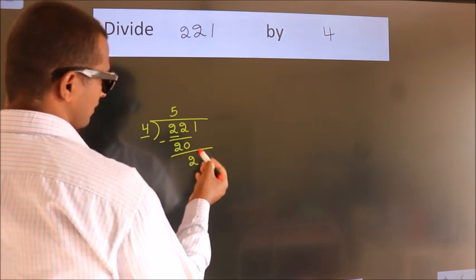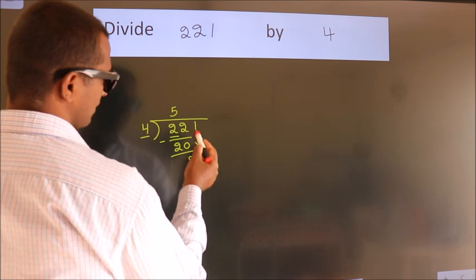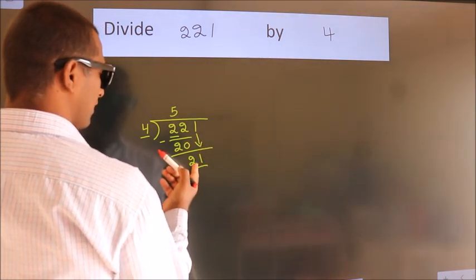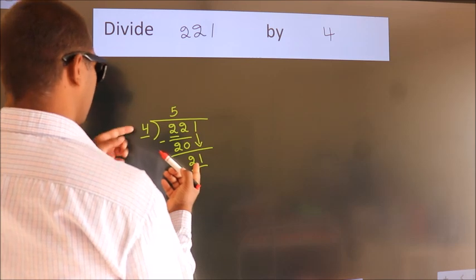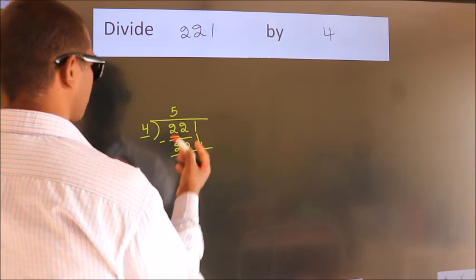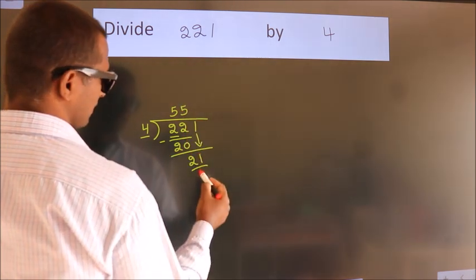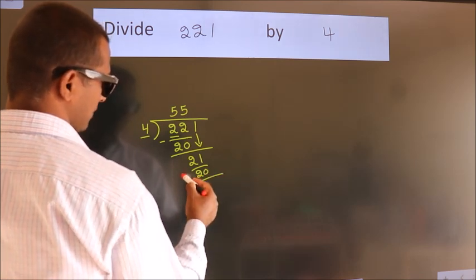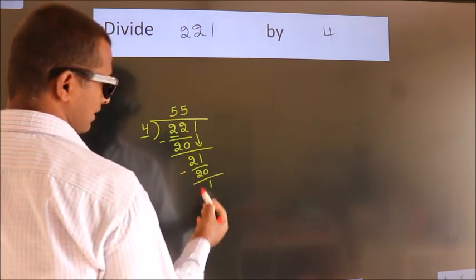After this, bring down the beside number. So 1 comes down, so 21. A number close to 21 in the 4 table is 4 fives, 20. Now we subtract, we get 1.